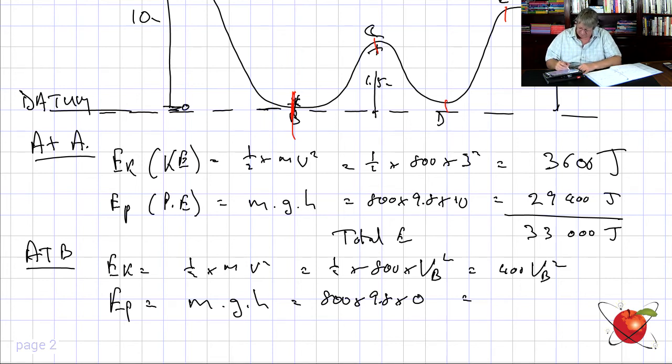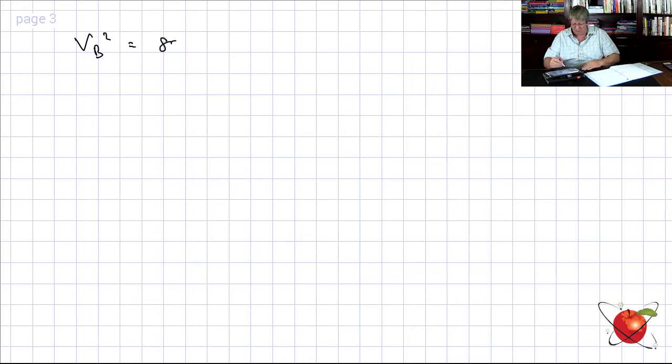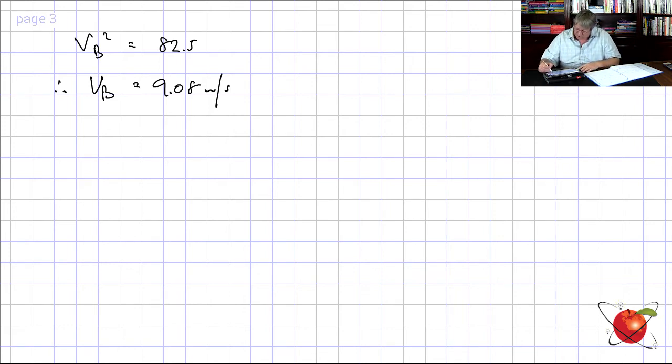Right, EK is going to be a half times mv squared, which is a half times 800 times, do I know V here? Nope. VB squared, which is 400 VB squared. EP here is equal to mgh, isn't it? Mass is 800 times G 9.8 times H. H is 0. It's on the deck. There's no potential energy. It is 0. So it's lost all the potential energy. All of that has been converted to kinetic.